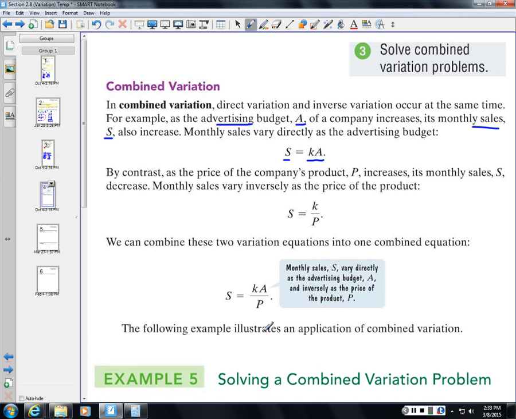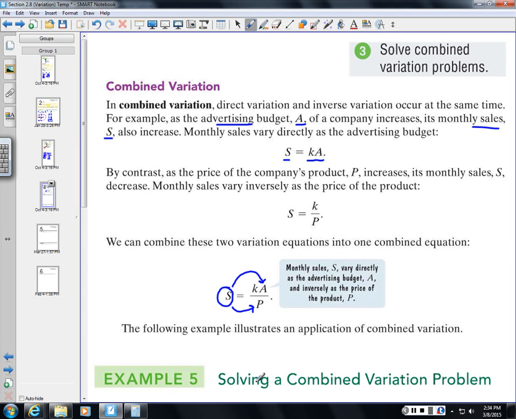So you've got three things here. You've got how much I'm putting towards my advertising, how much I'm selling, and how much I have to pay to buy the product, which affects how much I have to charge. So all of these go together. So my monthly sales is directly related to my advertising. If advertising goes up, sales goes up. If advertising goes down, sales go down. But also at the same time, sales has an inverse relationship to the price.